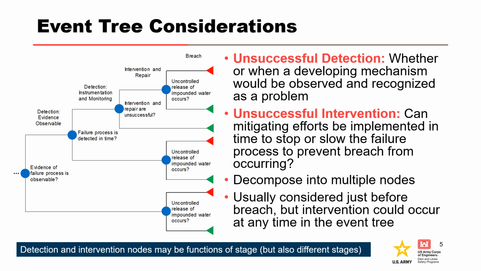Intervention nodes may be functions of different stages. For example, observable evidence of seepage or leakage may be obscured by vegetation or tailwater inundation for low or high pools. Instrumentation and monitoring programs may be inadequate spatially or temporally to detect evidence even if it is observable. And if the evidence is observable and detected, intervention may be influenced by the physical ability to intervene or accessibility due to access roads being submerged by reservoir or spillway flow.